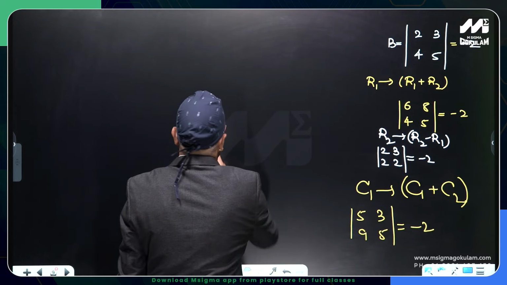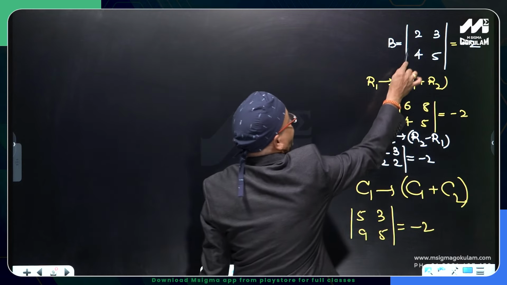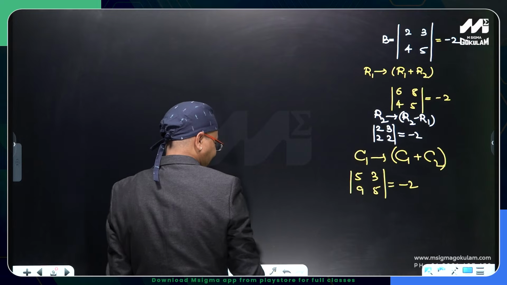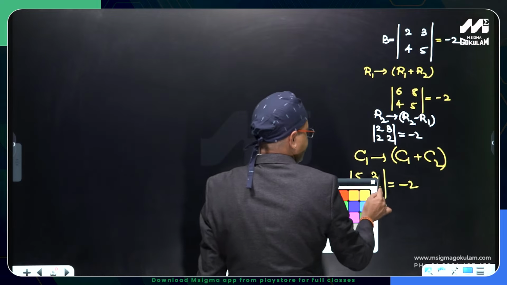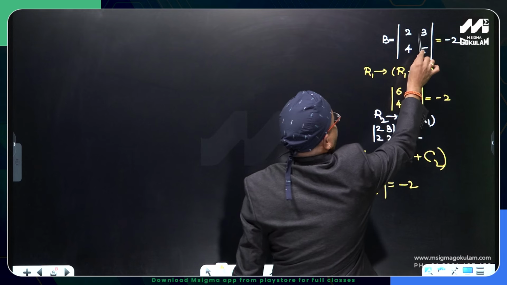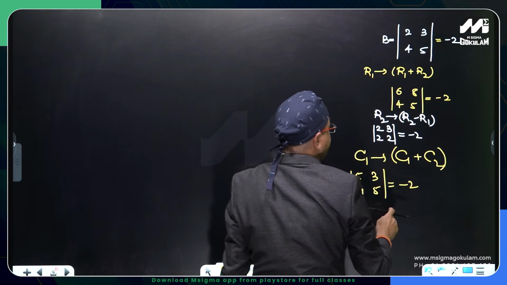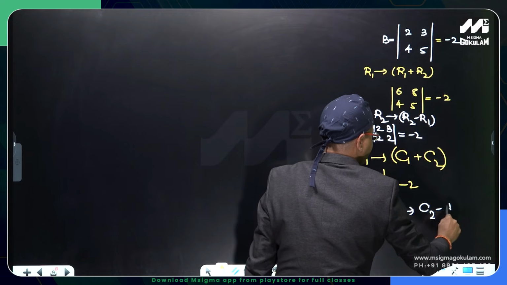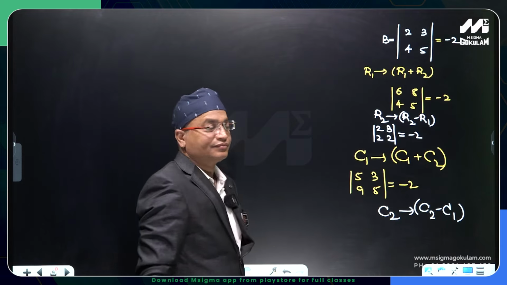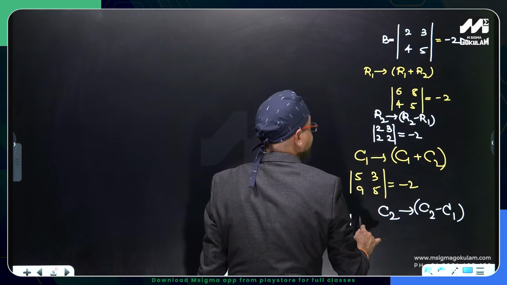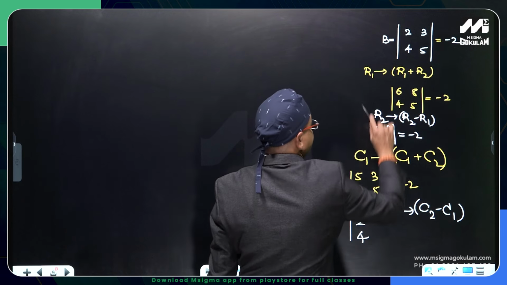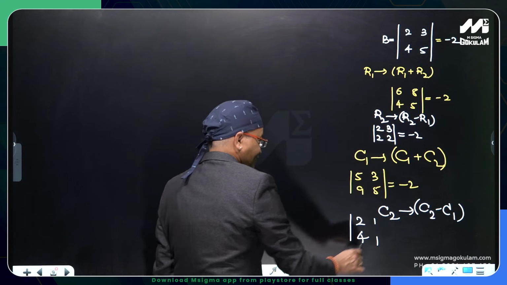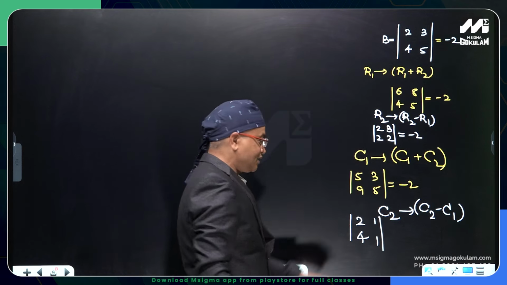That also you see. I subtract the first column from the second column. Let us see what happens. From the second column, I am subtracting the first column. C2 becomes C2 minus C1. Then the first column is as it is, no change: 2, 4. 3 minus 2, 1. 5 minus 4, 1. You observe now, the determinant is 2 minus 4, minus 2 coming.